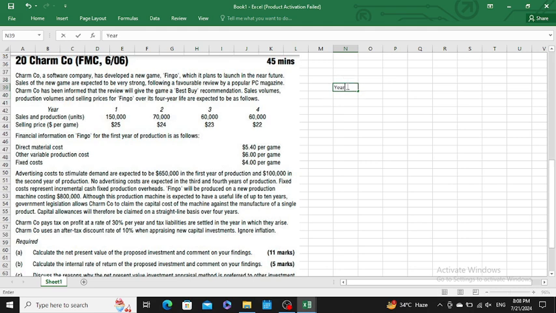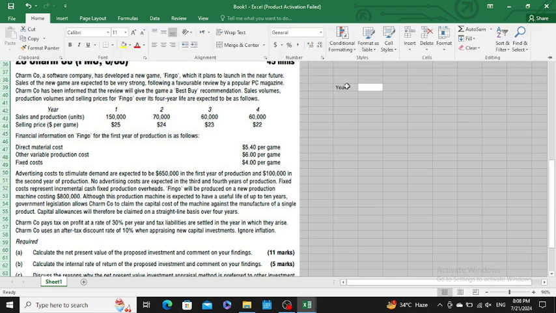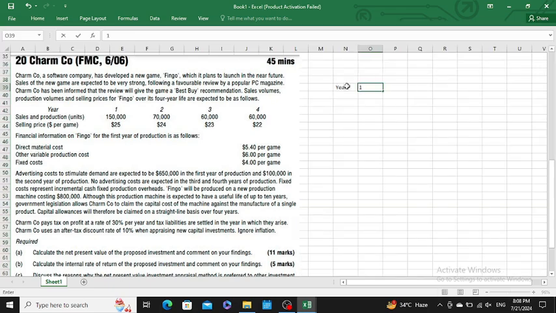We have the number of years, so we have a 4 year project: year 0, year 1, year 2, year 3, and year 4. Then the units: how many units do we have in year 1? In year 1, we would have 150,000 units. In year 2, we would have 70,000 units. In year 3, 60,000 units. And in year 4, 60,000 units.